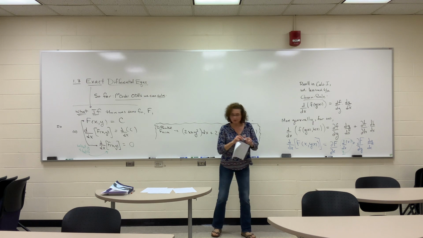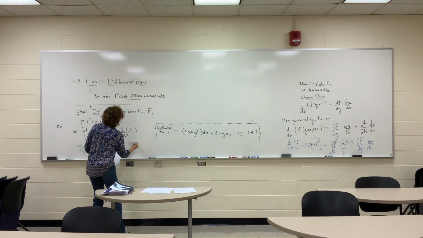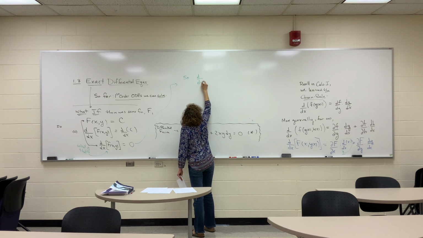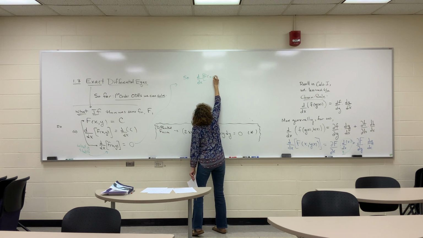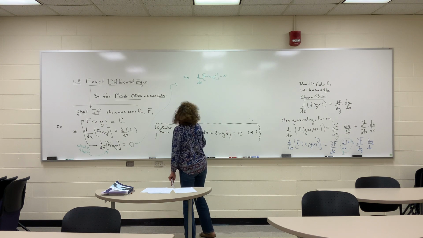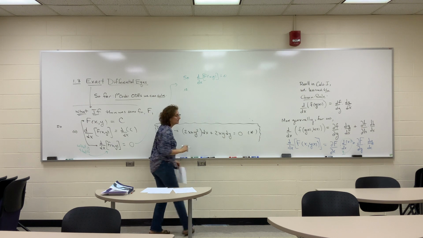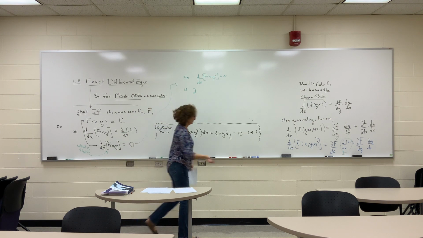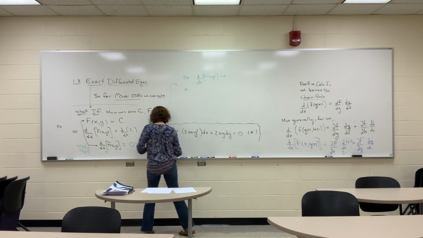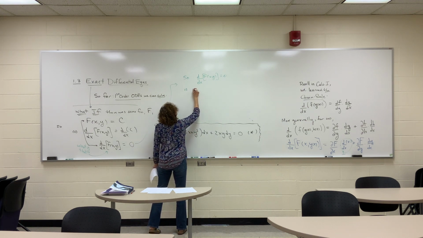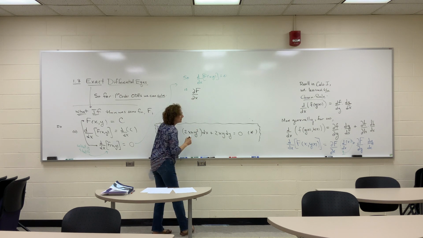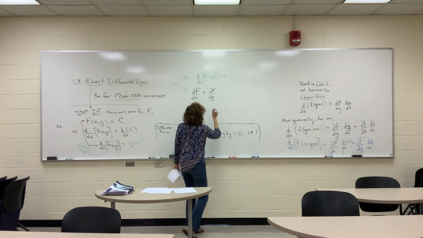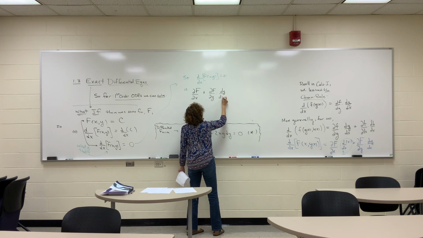So, let's rewrite this. If I have the derivative with respect to x of capital F of x and y equal to 0, that's the same as the partial derivative of f with respect to x plus the partial derivative of f with respect to y times dy dx, where dy dx is y prime of x, equal to 0.